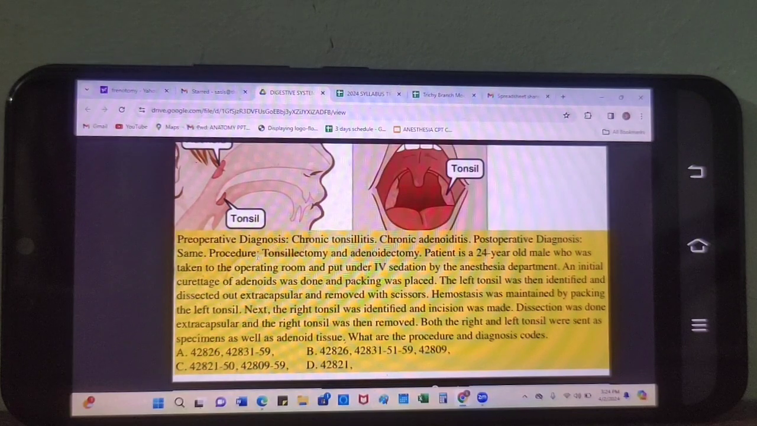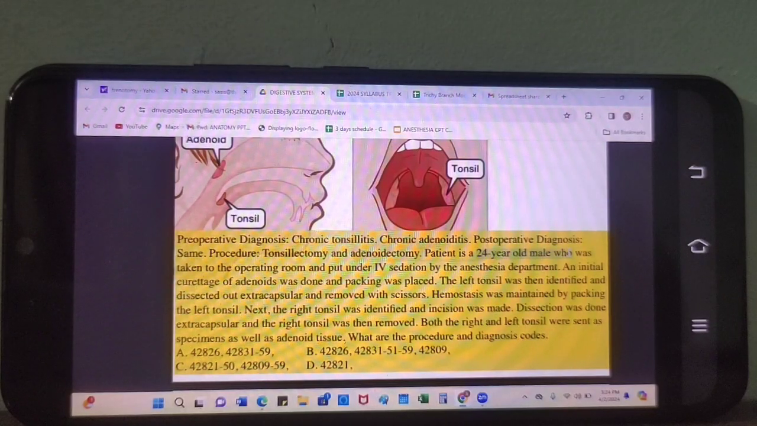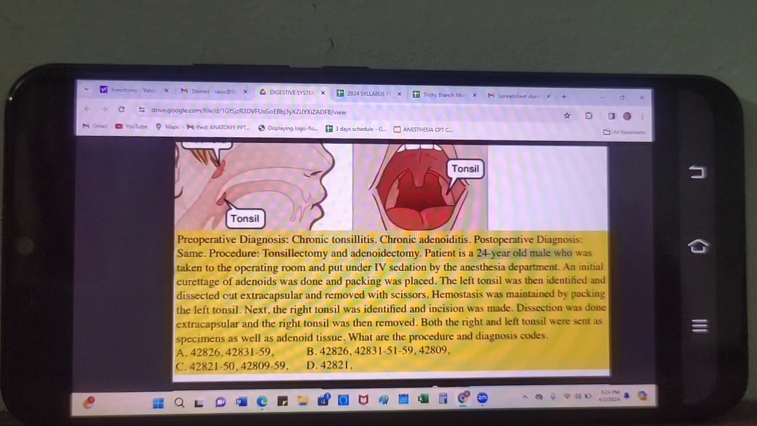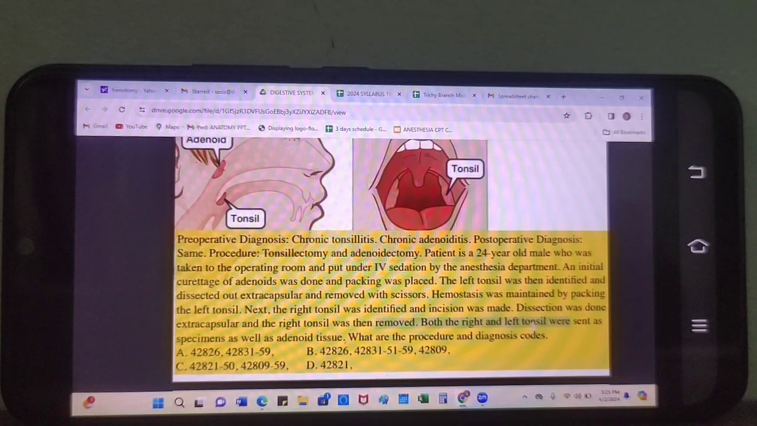So the correct answer. See that. Procedure: tonsillectomy and adenoidectomy. Patient age is 24 years old. As well as you have to check whether the procedure is performed or not. So identify tonsil, incision was made, dissection was done, extracapsular, and the right tonsil was then removed. Both the right and the left tonsil were sent as specimen, as well as adenoid tissue. So here in that last line, the doctor clearly mentioned, sent the specimen for tonsil and adenoid.